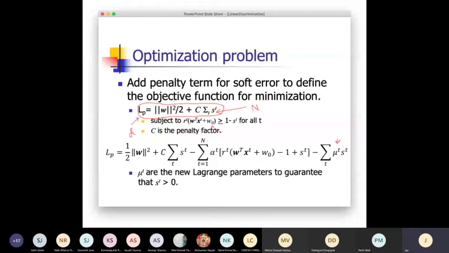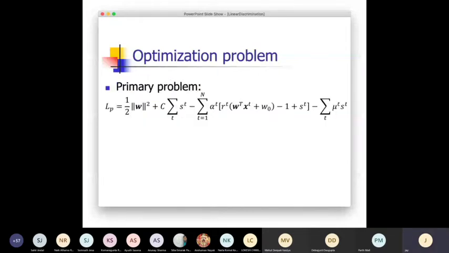So that's what I mentioned, that simply to ensure that all slack variables are positive, you have to also put that into the primal objective function for the unconstrained optimization, to make it an unconstrained optimization problem. And then solve for these new Lagrange parameters. So this is the primal problem.